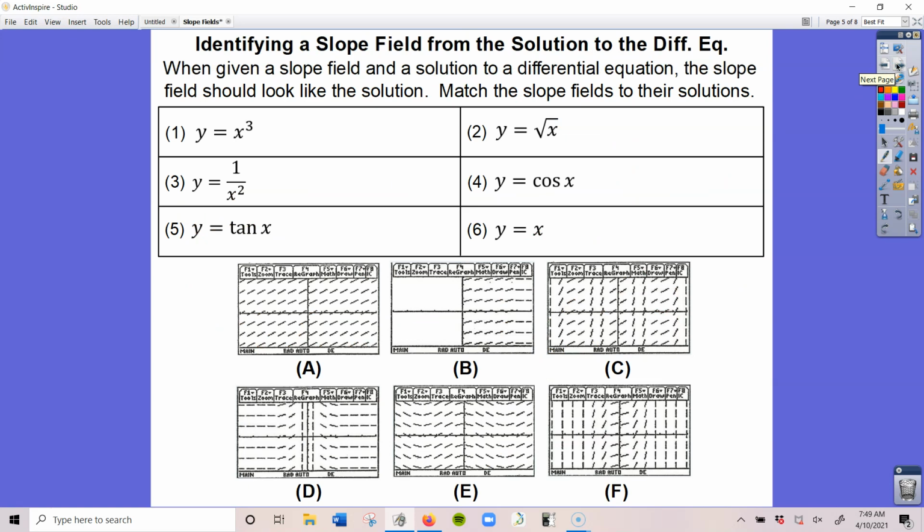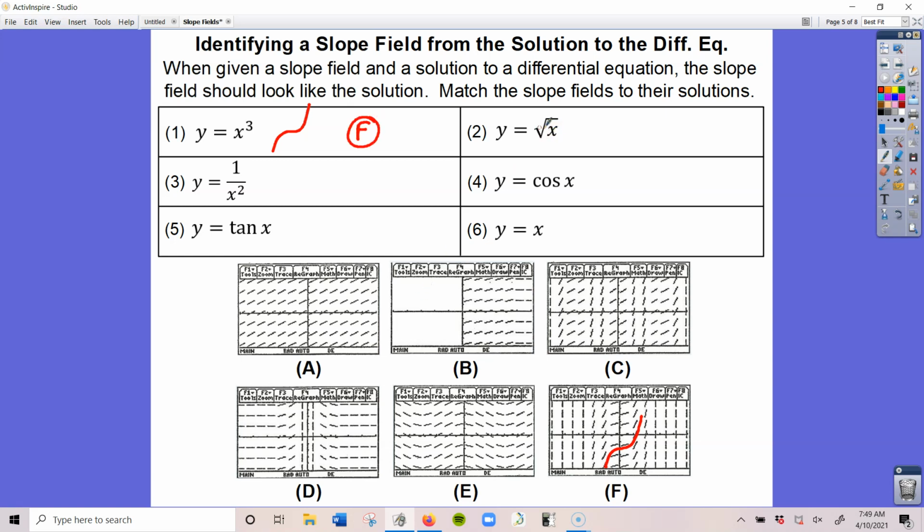Now here we are going to identify which of these slope fields matches the solution. This is a little bit simpler because you don't actually have to do anything. You just look at the equation and see which of these slope fields makes sense. First we have y equals x to the third. That is a cubic function, and you should know that cubic functions look like this. Of all my options, the only one that has that S shape is this one here, so it would be F.